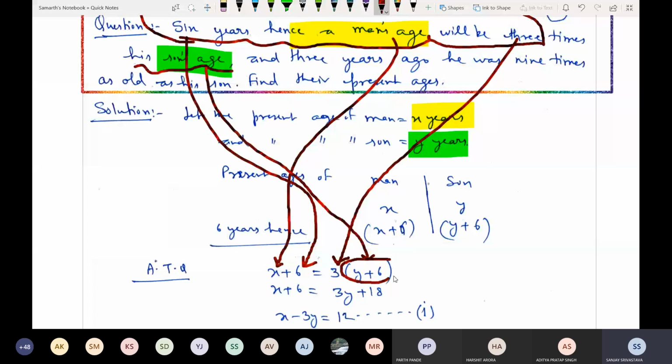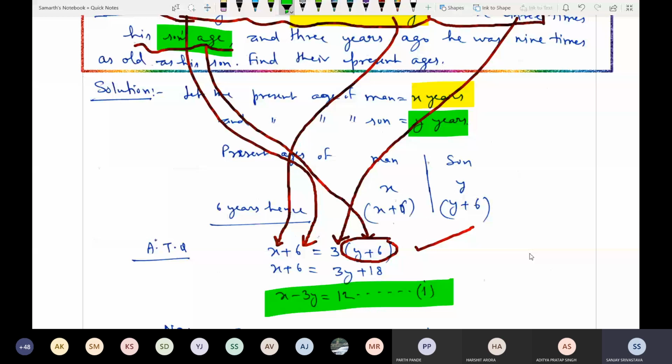Have you understood this properly? How we have got the first equation? Yes, sir.